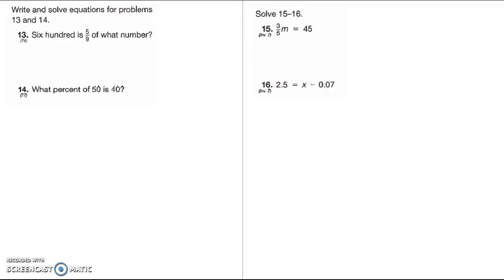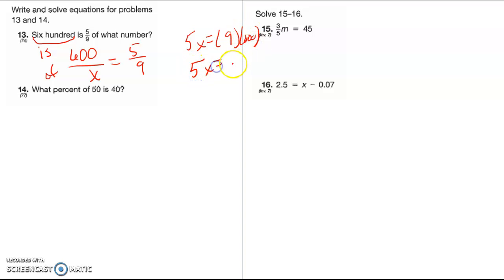Next one. 600 is, put 600 in the is, 5/9 of what number? And then we cross multiply. So we have 5x is equal to 9 times 600. 9 times 6 54. I get 1080.